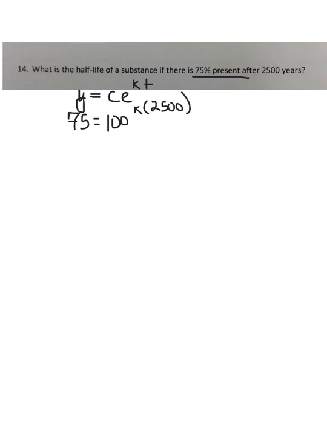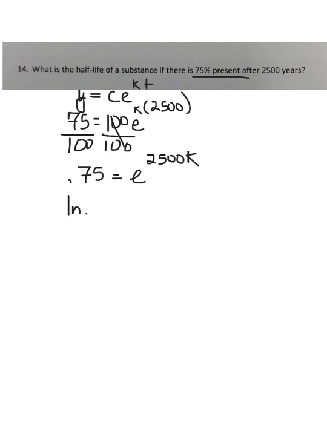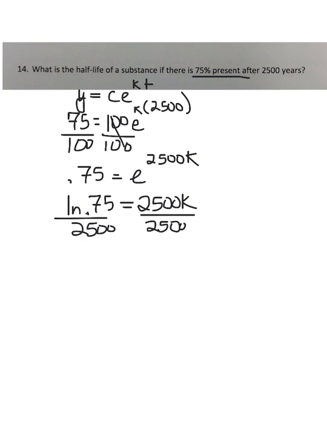So let's just solve. So we are going to divide by 100, which is going to give us 0.75 equals, oops, I think I dropped my e there, e to the 2500k. Okay, let's ln both bases, so I'm going to get the ln of 0.75. Now remember, ln of e, that's going to be a 1, so I'm not going to write it. And this is 2500k, and then just divide by 2500. Okay, so there's your k value. It doesn't answer the question, but we need that to answer the question.